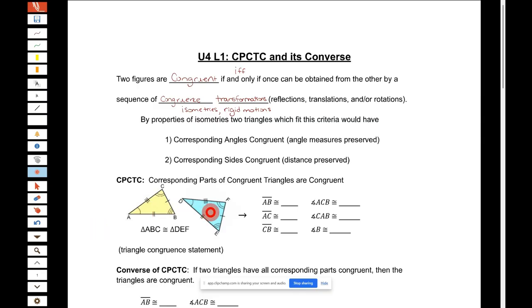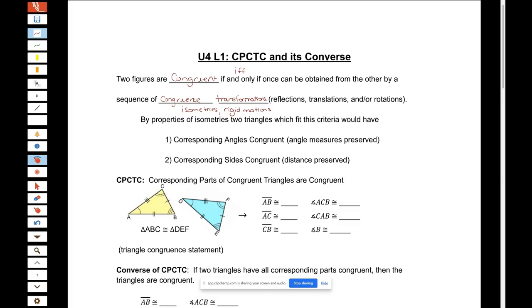If we look at these two triangles here, we can see that they are congruent. It looks like this one's been rotated around a little bit to get this one. They are listed as being congruent, and this is called a triangle congruence statement. So triangle ABC is congruent to triangle DEF. The statement must be written in order of matching parts.